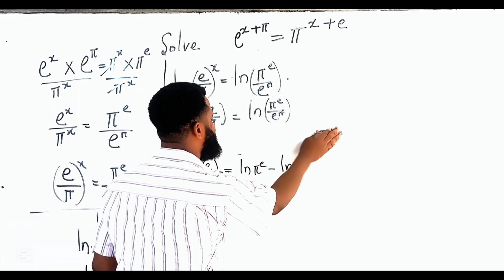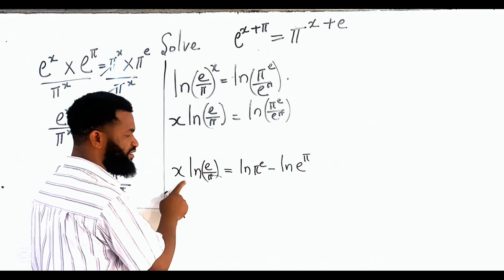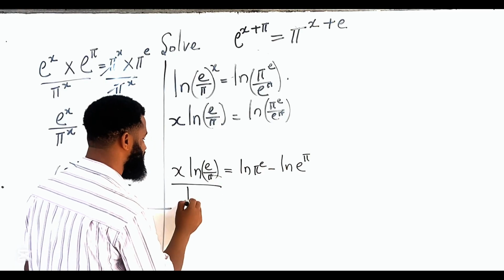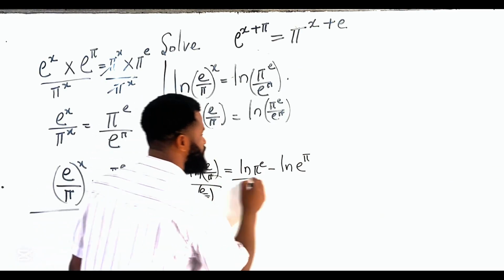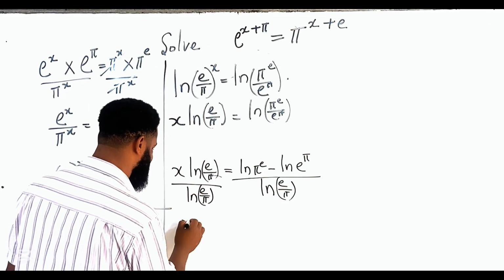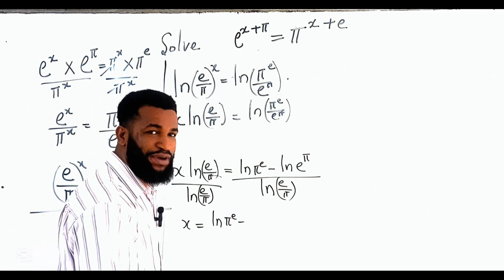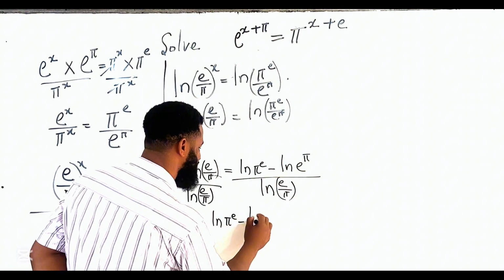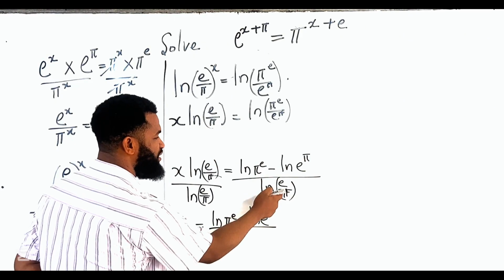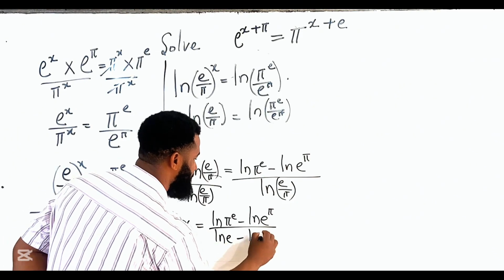When that is done, the next step is to make x the subject of the formula by dividing both sides by ln e over pi. So I'll divide by ln e over pi, divided by ln e over pi. So x is equal to ln pi raised to power e minus ln e raised to power pi, all divided by, I still have division, so ln e minus ln pi.